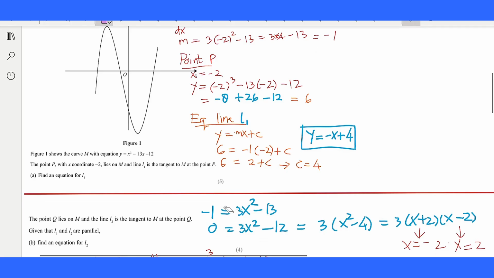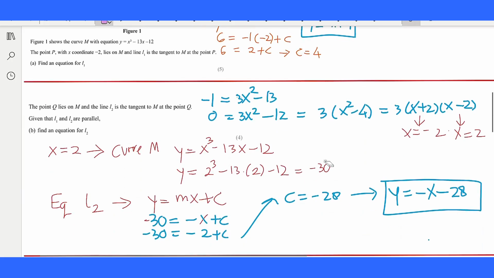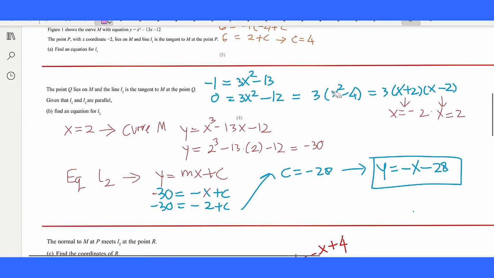So we rearrange the equation and set it to 0. We move the -1 to the right, it becomes +1. -13 plus 1 is -12. Then we factorize the 3, and what is left is x squared minus 4. Now we can factorize this as a difference of squares: x squared minus 2 squared is (x plus 2)(x minus 2). So x is -2, or if x minus 2 equals 0, x equals 2.